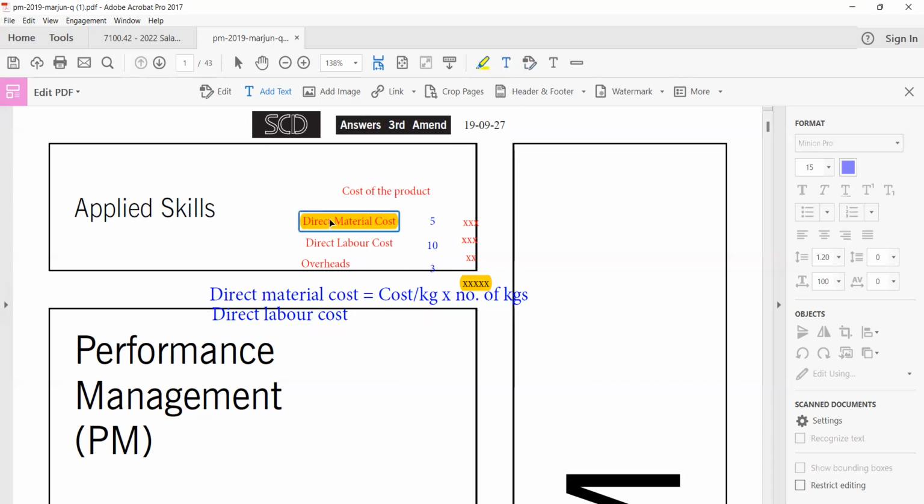The first element, direct material cost, I've showed you how to calculate it. The next bit is direct labor cost. I'm going to show you how to calculate direct labor cost. Then we come to the overheads. I'll explain the overhead, then we look at today's topic.